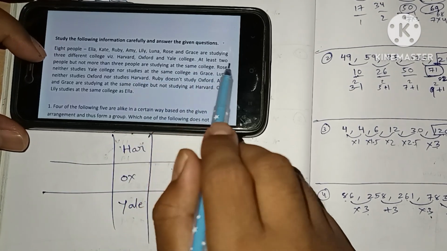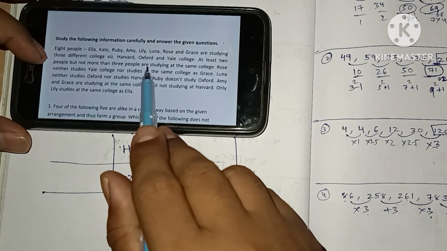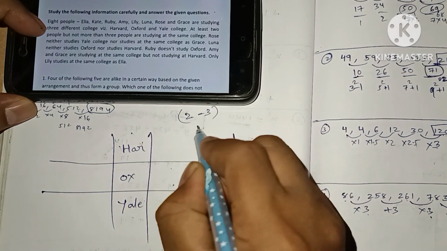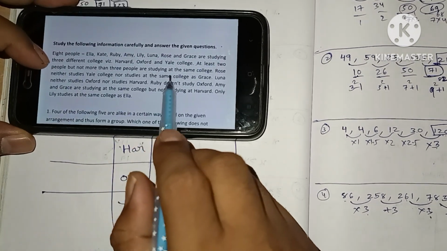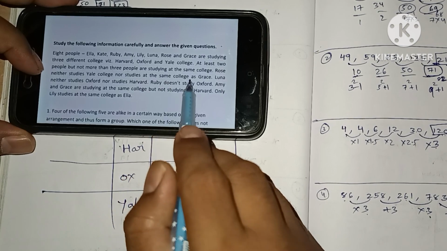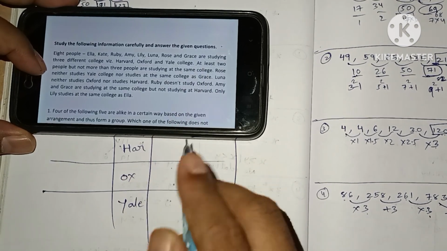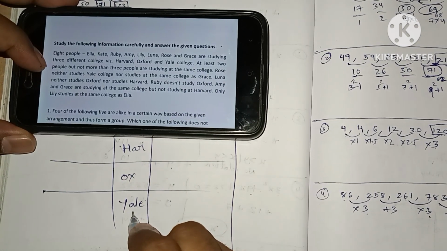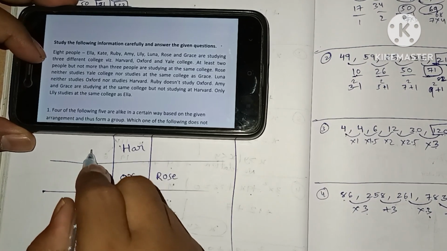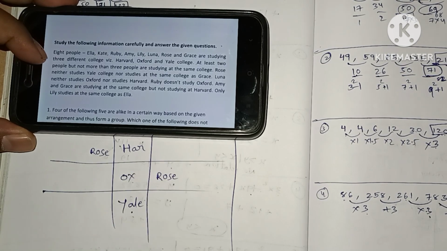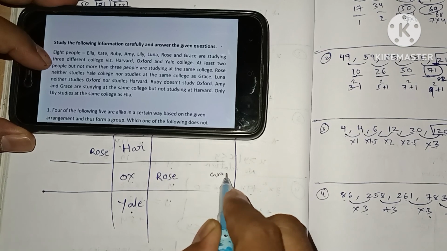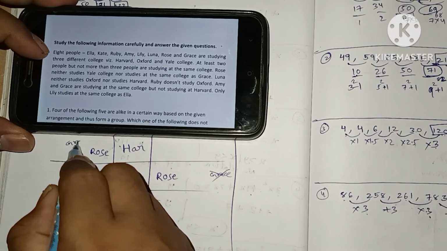At least 2 people but not more than 3 people are studying in the same college. So at least 2 people, not more than 3. Next, Rose neither studies at Yale College nor studies at the same college as Grace. So Rose does not study in Yale, which means she might study in Oxford or in Harvard. And Rose does not study with Grace.